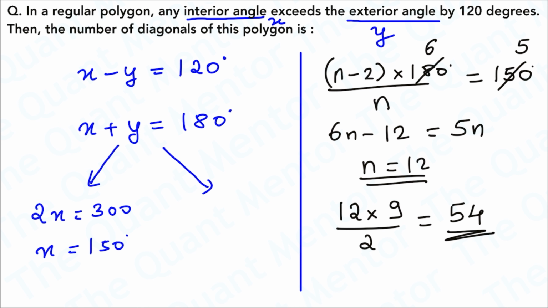So that's one way in which you add these two equations and directly get the value of x. Once you get x is 150, you can get the value of each interior angle. You can use it to get the number of sides, and then you can get the number of diagonals.